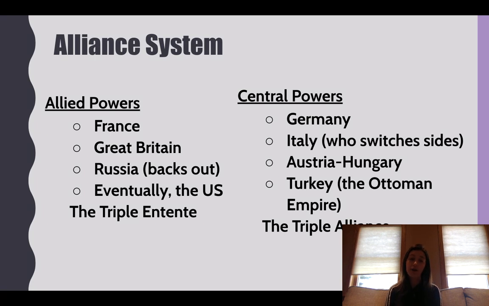Now, the Allied powers are also known as the Triple Entente. I remember it this way: Entente is a French word, and so the French are part of that alliance system. Now, the other alliance system is the Central powers, and here you have Germany, in the beginning of the war Italy, who eventually switches over to the Allied powers, Austria-Hungary, and the Ottoman Empire or Turkey. And these are also known as the Triple Alliance. So there's a lot of different words. Make sure you're taking note of that on your note card sheet.